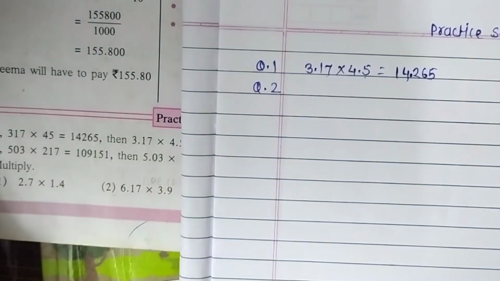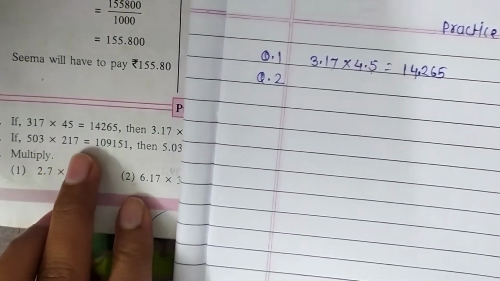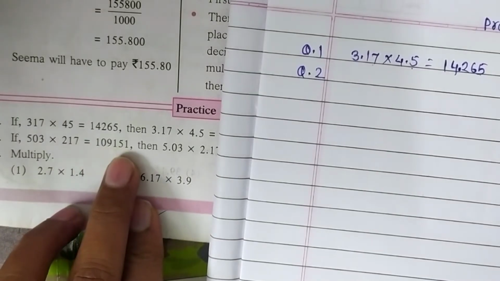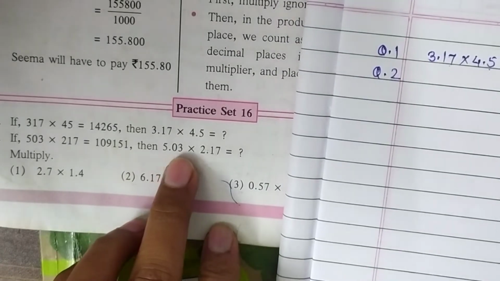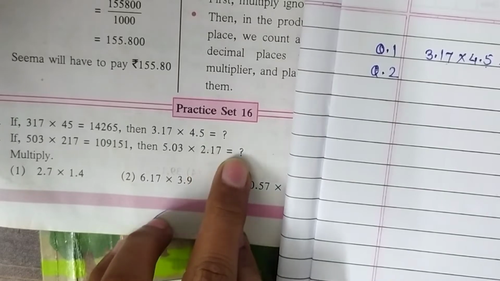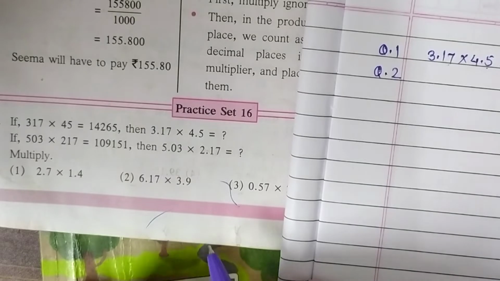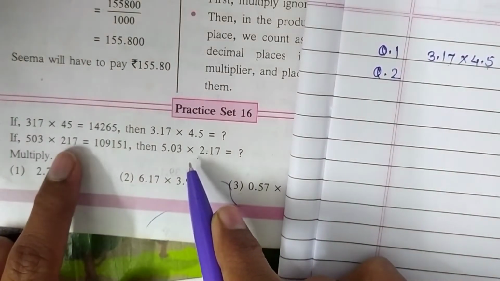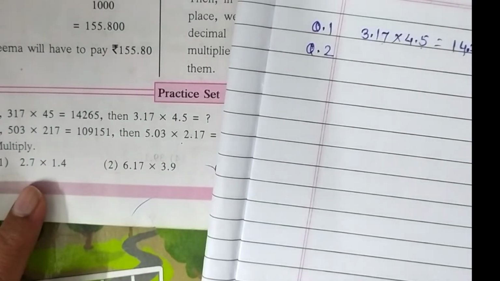Now look at question number 2. It's, if 503 multiplied by 217 is equal to 109,151, then 5.03 multiplied by 2.17 is equal to what? Now here also, when we observe the given question, we find out the same digits are given in this number.